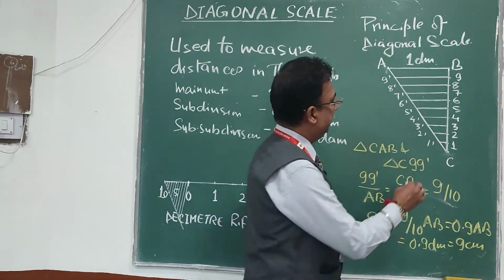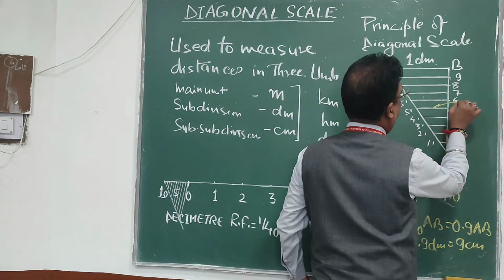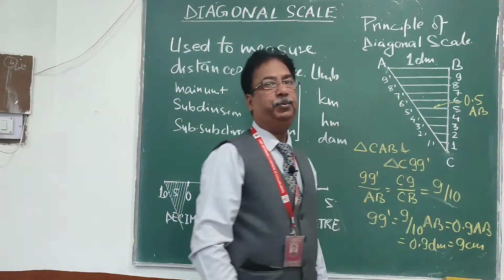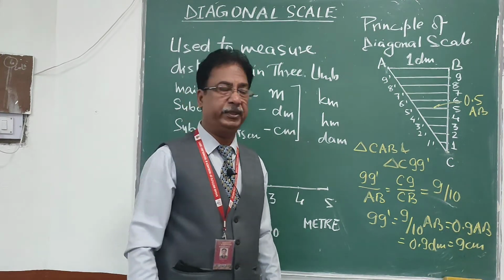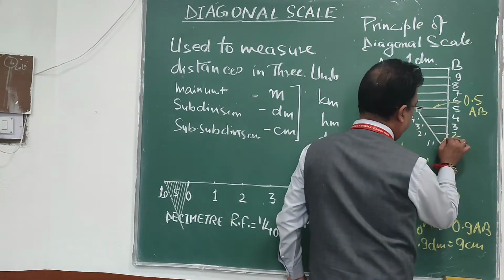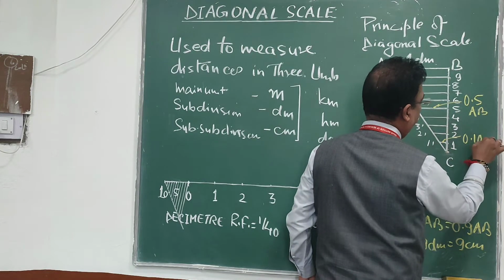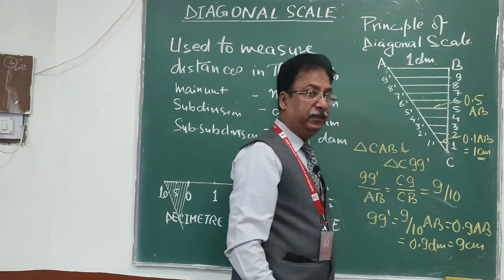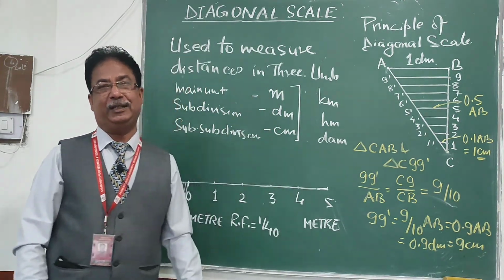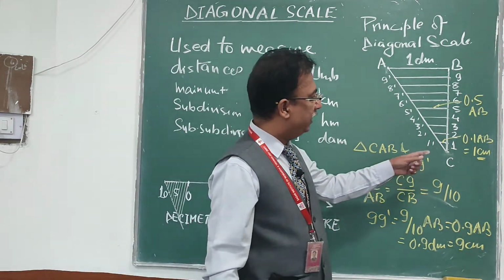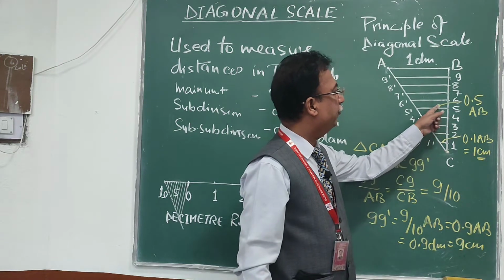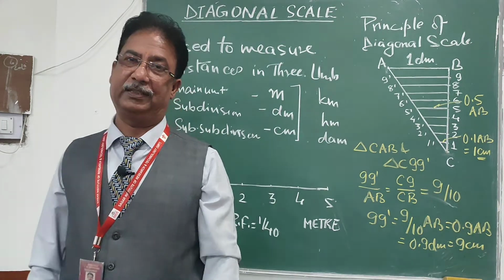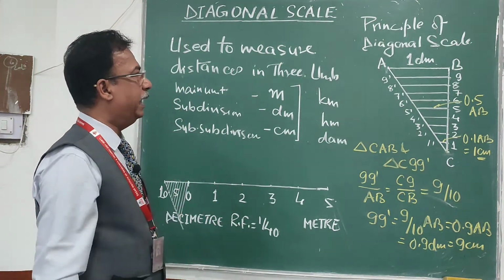Same logic, if you go for this 5 5 dash, this will be equal to 0.5 AB. 0.5 AB means 0.5 decimeter, that is 5 centimeter. And the last one, this 1 1 dash will be equal to 0.1 AB, that is 1 centimeter. So in this way I got a 1 centimeter length. So not only 1 centimeter, this is 1, this is 2, 3, 4, 5, 6, 7, 8, 9 and finally again 10 centimeter, that is equal to 1 decimeter. So this is the concept of diagonal scale.